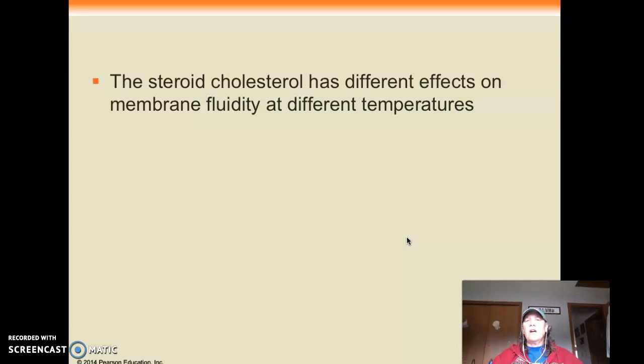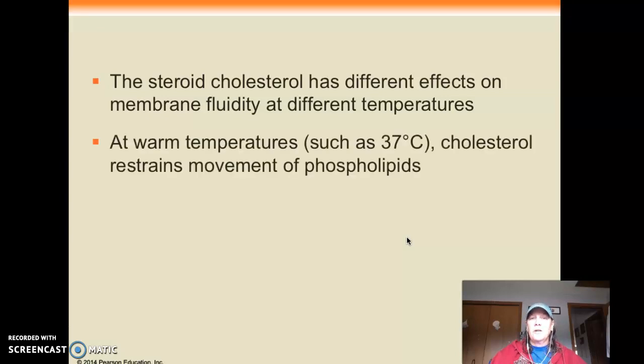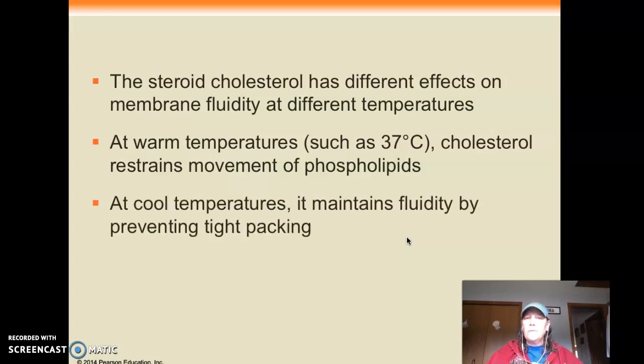The steroid cholesterol has different effects on membrane fluidity at different temperatures. Again, cholesterol is one of the groups of lipids. At a warm temperature, cholesterol restrains movement of the phospholipids. Warm temperatures such as 37 degrees Celsius, that's our normal body temperature, 98.6, which most of us know pretty well now, because I'm sure, like me, you've had your body temperature taken a lot when you go places. As temperatures cool, it maintains the fluidity, preventing tight packaging.